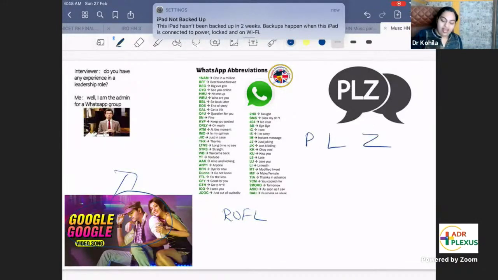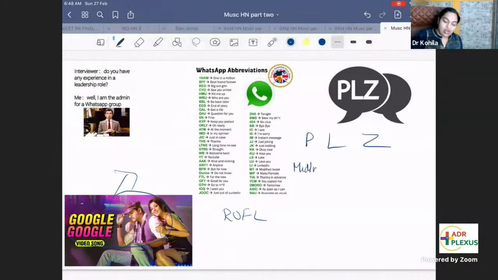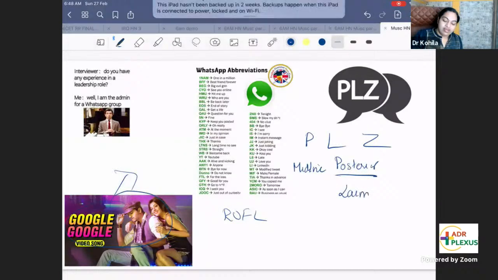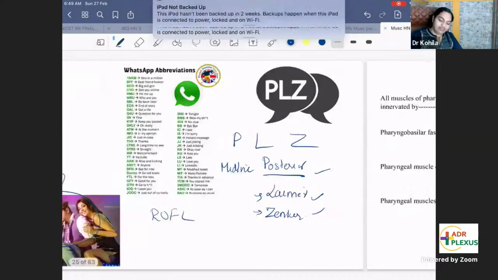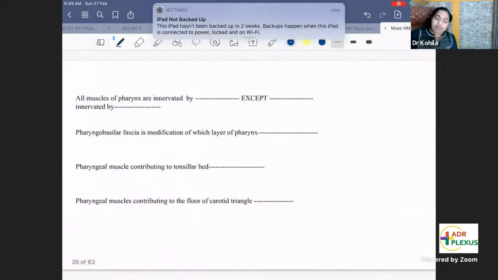PLZ: posterior, midline, lemur, and Zenker. That's the mnemonic. Okay, guys, please remember this for these diverticula. Midline posterior are lemur and Zenkers. Is that fine?